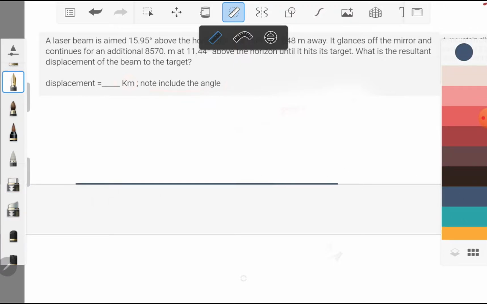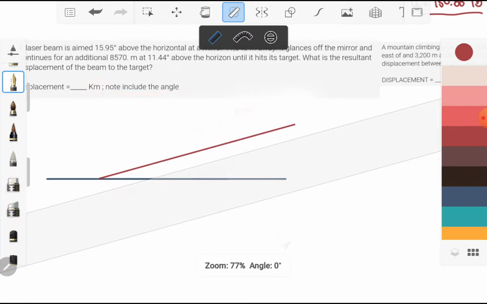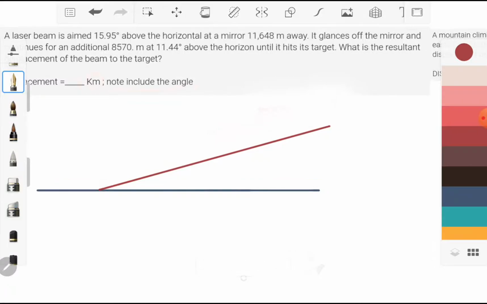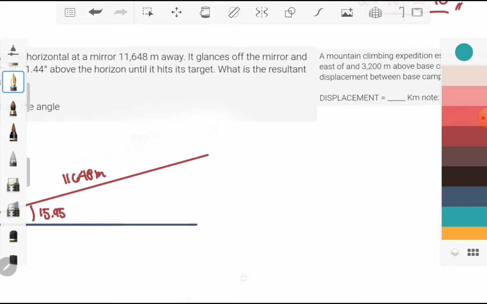Okay, so let's say this is our horizon, and then our laser beam is at 15.95 degrees. Don't mind the angle, I will just draw a 15.95 degree angle. Then 8,570 meters. So this is 15.95 degrees at 11,648 meters, and then another displacement, because according to the problem there is a mirror.